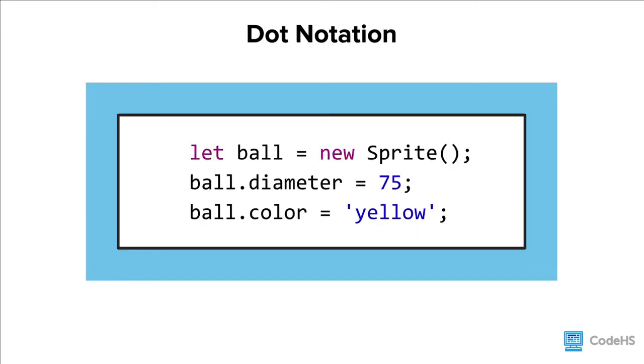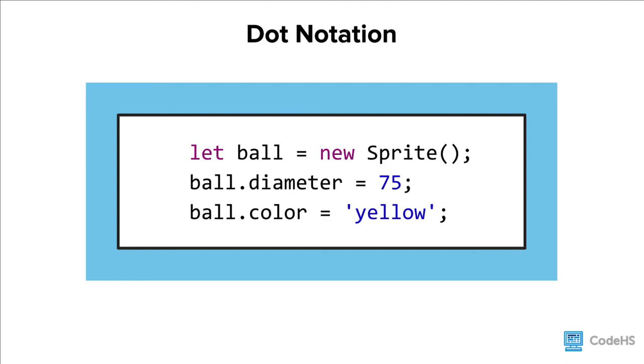Dot notation allows us to assign values to the sprite's properties. To use it, take the sprite variable name and connect it to a sprite property with a dot. This ball sprite now has a diameter of 75 pixels and will be filled in with the color yellow.